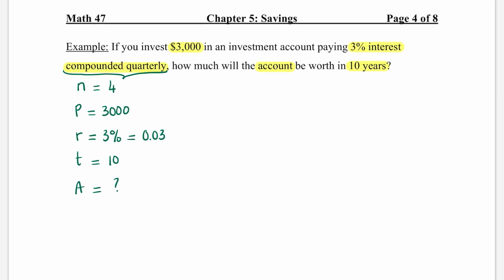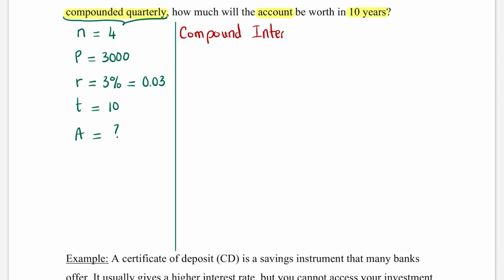So the interest is compounded quarterly. That means I need to use the compound interest formula. And my compound interest formula is A equals P times 1 plus R over N to the NT. So I'm replacing P with 3,000, R with 0.03, N with 4, and T with 10.